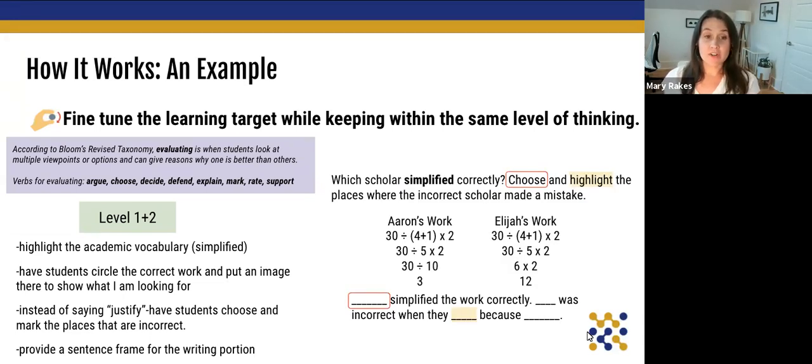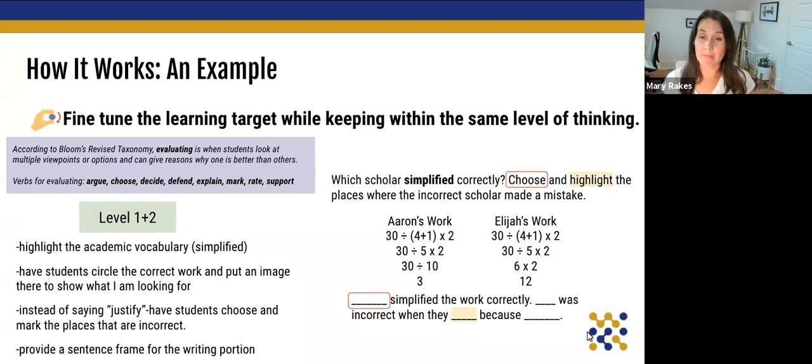Which scholar simplified correctly? And I've highlighted, or bolded, simplified so they know that that's a really key word that we have focused on. I made a circle around the word choose because I want them to circle the work where the scholar made the incorrect mistake. And we want to highlight the places where the incorrect scholar made a mistake. So I have both of those examples here.